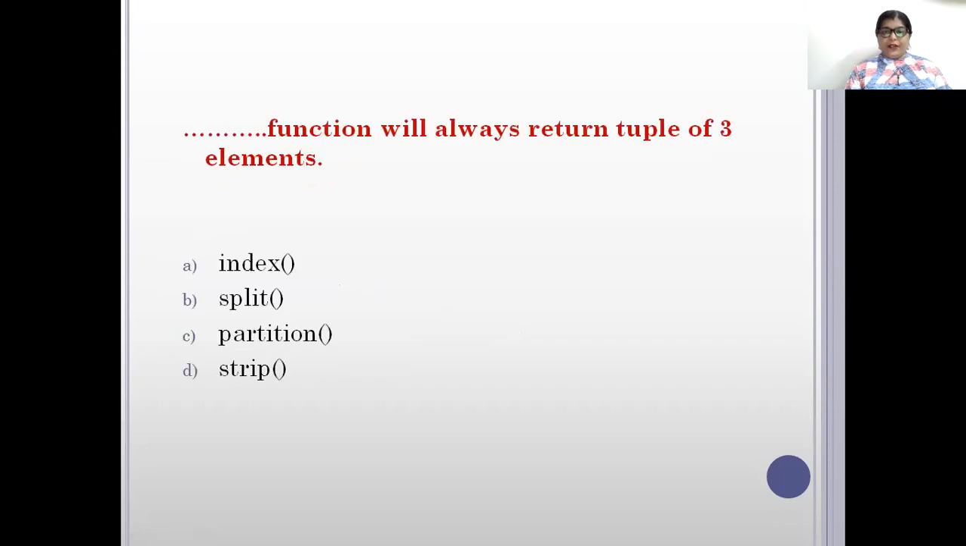Which function will always return a tuple of 3 elements? If we know these function definitions, indexing means we are putting an index. Split means if a value is given, we are just splitting from that point. In partition, we have to give a tuple of 3 elements. Strip means we are removing the white spaces. So the function which returns a tuple of 3 elements is known as partition.